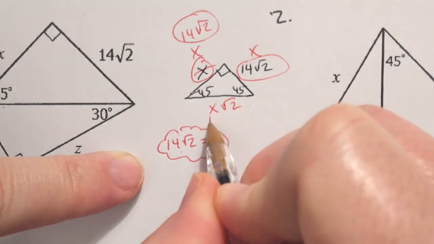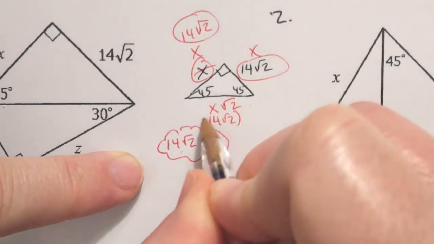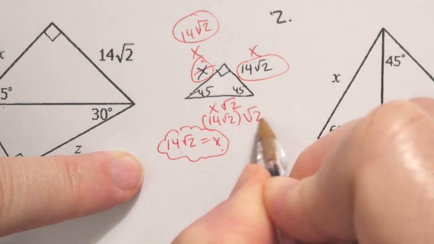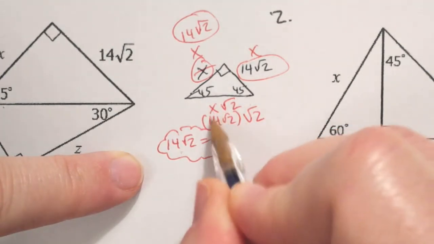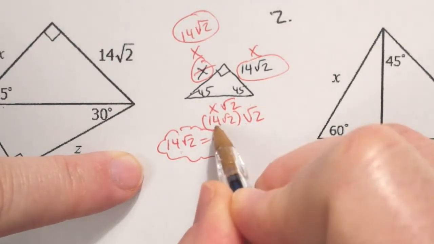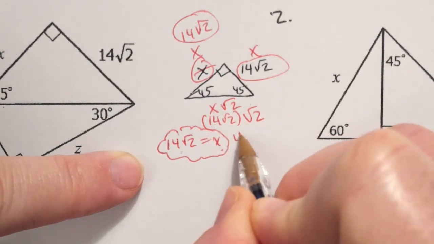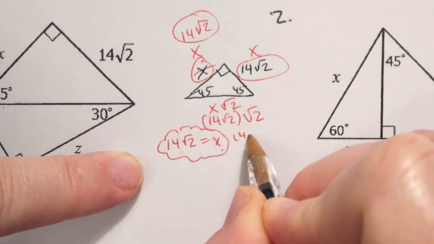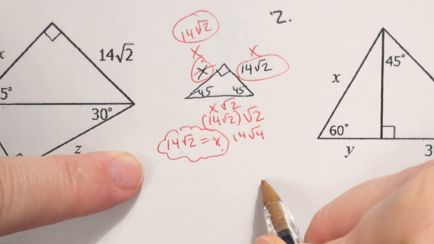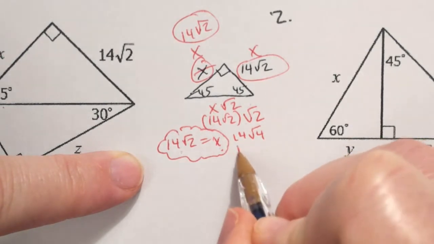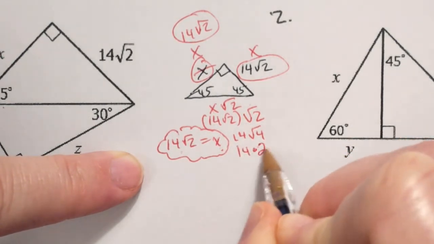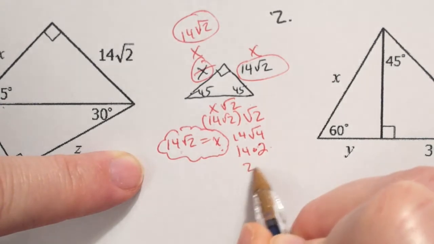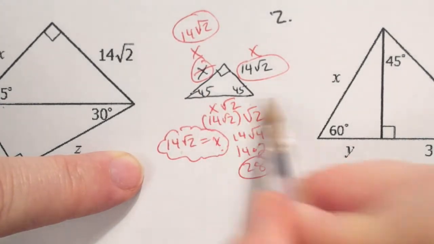And this would be 14 radical 2 is what x is, and you still have a radical 2 attached to it. So all we did was replace whatever x was. And 14 we're stuck with. What's radical 2 times radical 2? Radical 4. What's radical 4? Oh, that is the number 2. And what's 14 times 2? 28. So this side is 28.